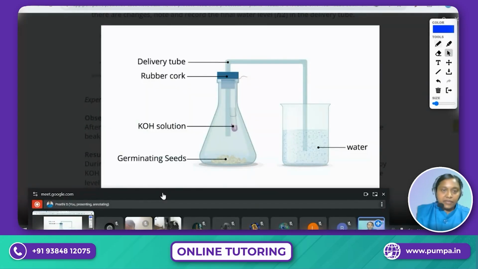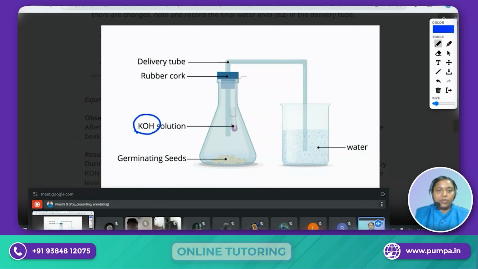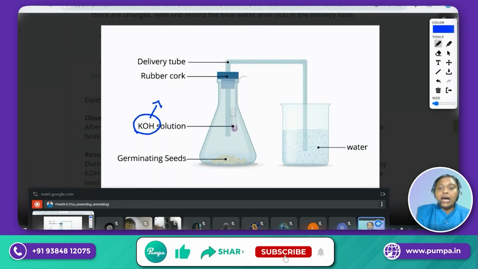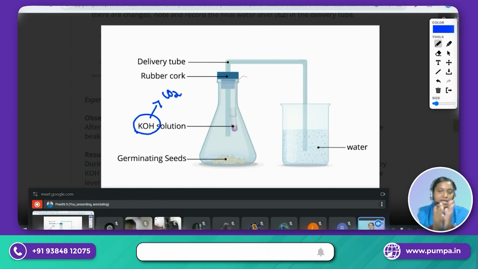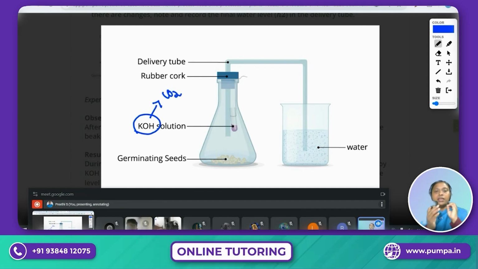Remember that, everyone, the use of KOH. What will KOH do? It will be absorbing the carbon dioxide. KOH is a chemical, potassium hydroxide, and it will absorb the carbon dioxide. So this experimental setup is done.